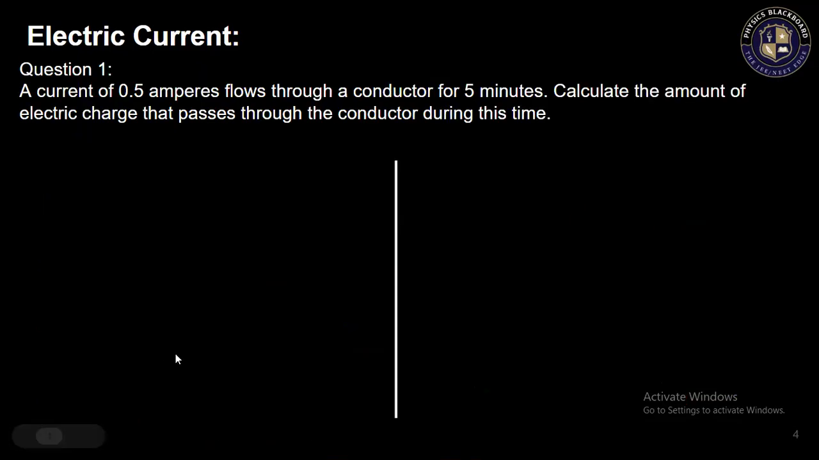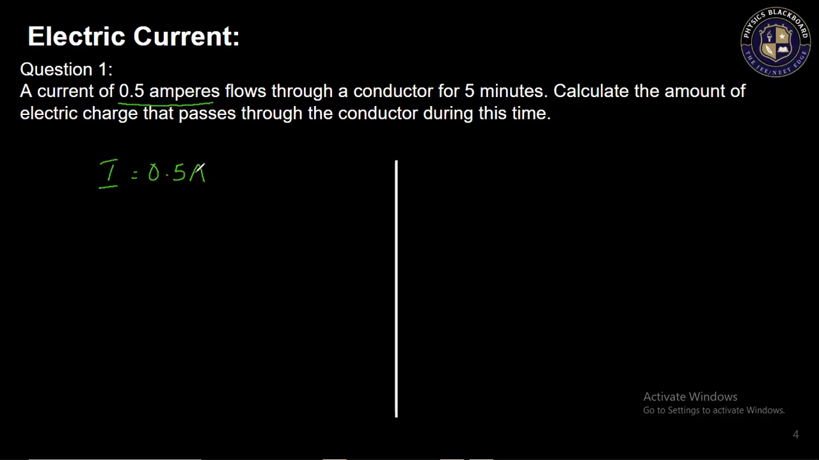So now we got a mathematical expression, definition, unit, and you know how to measure the electric current using ammeter and how it is connected. Now we see a basic numerical related to this concept. Let's see question 1. A current of 0.5 amperes. What they have given? Current of 0.5 amperes flows through the conductor for 5 minutes.